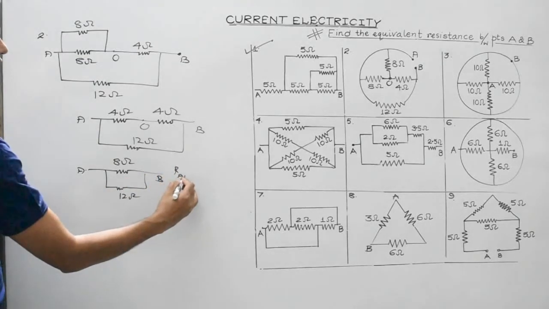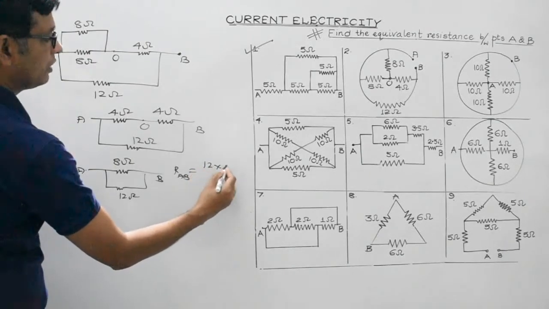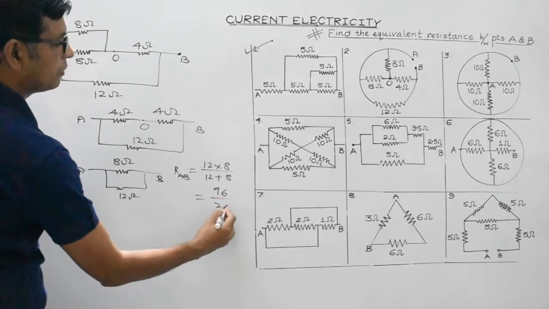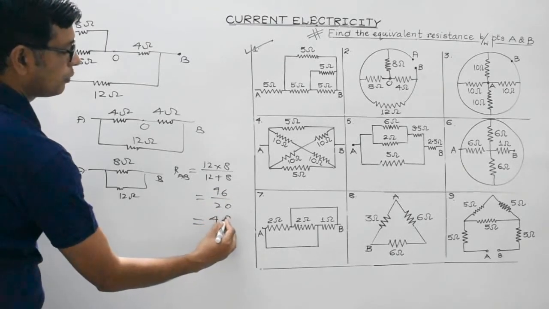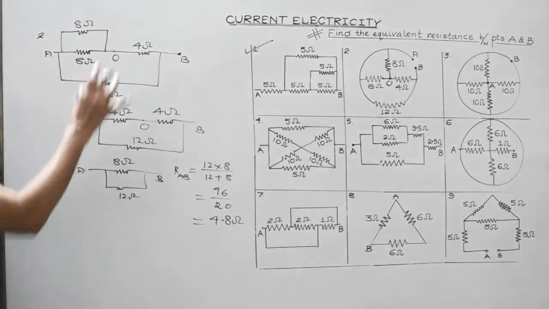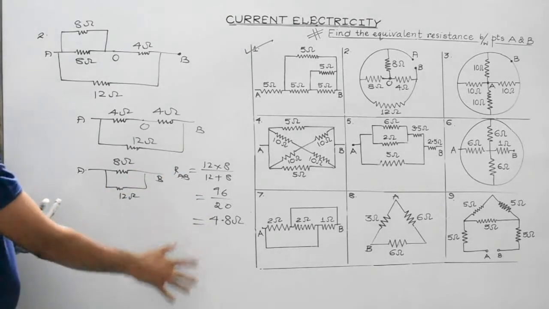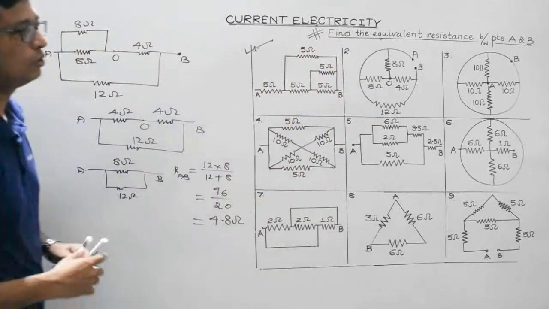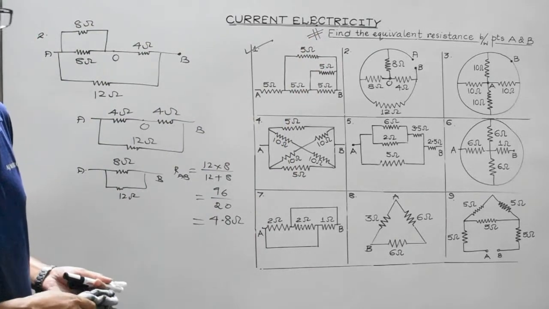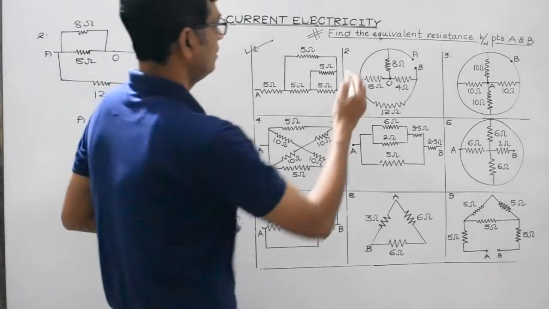So now the equivalent resistance would be R1 R2 divided by R1 plus R2. So that is 12 into 8 divided by 12 plus 8. So 96 divided by 20. So it will be 4.8 ohm. So simple students, right? So the equivalent resistance in case 2 between the points A and B is obtained to be 4.8 ohm, right? Okay, so the second question is also done.